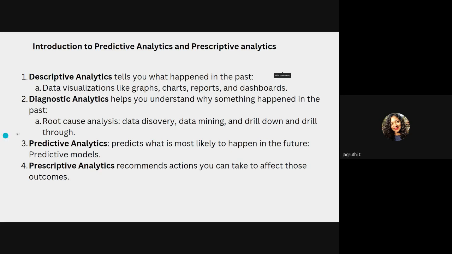And coming to predictive analytics, the word itself tells. When you talk about predictive, it is going to tell you what is most likely to happen in the future. Examples of predictive analytics are all your predictive models, all your machine learning algorithms, wherein you have your test data, you have your control data. So you train your model with your historical data, and then you can see if your model can actually predict the same outcome for your future as well.